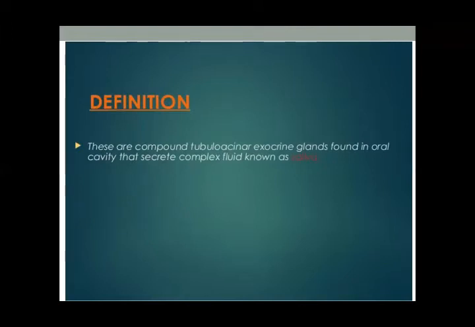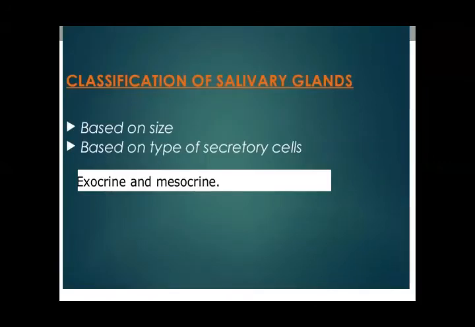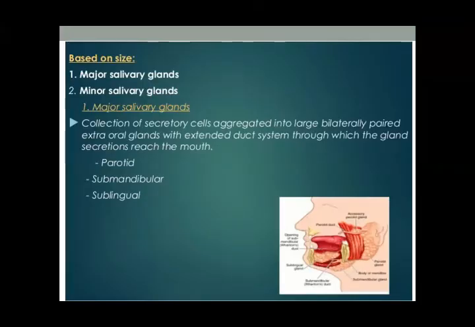Definition: what is the salivary gland? These are compound tubular exocrine glands found in the oral cavity that secrete a complex fluid known as saliva. Classification of salivary glands: based on size, based on type of secretory cells, exocrine and mesocrine glands. Based on size, the types of glands are, number one, the major salivary gland, and second, the minor salivary gland.